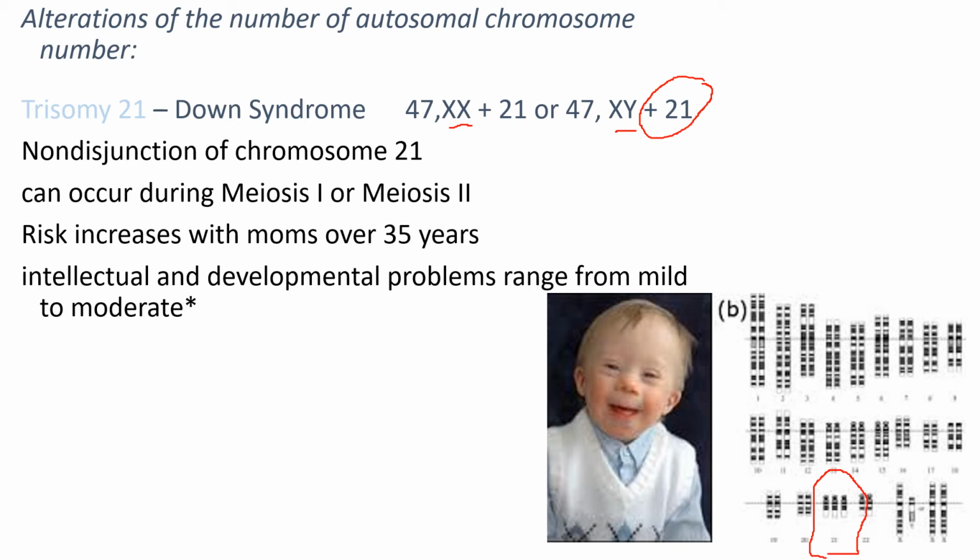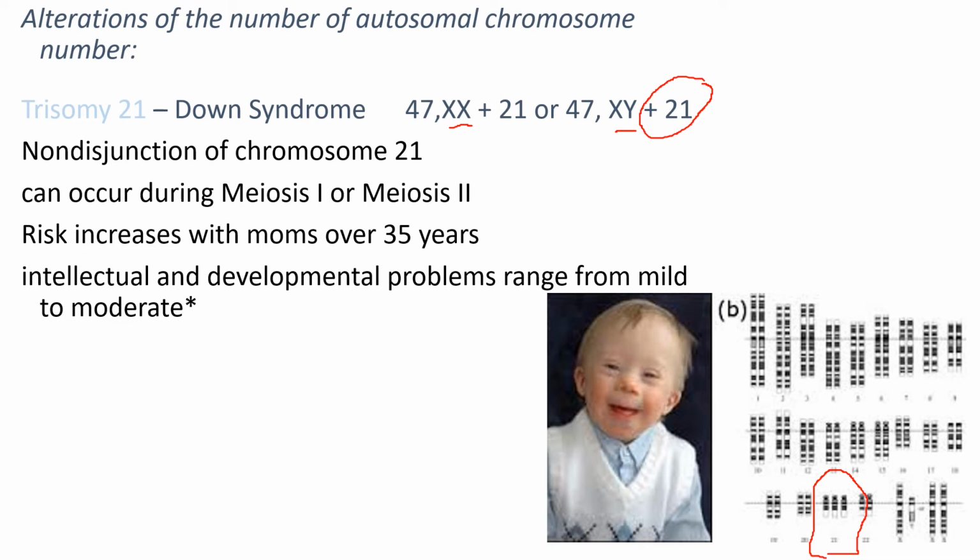That can cause intellectual and developmental problems for the child. Symptoms can be mild all the way up to more moderate level. It's caused by a non-disjunction of chromosome 21, and as we saw in the previous slide, it occurs either during anaphase 1 of meiosis or anaphase 2 of meiosis, where those fail to separate.